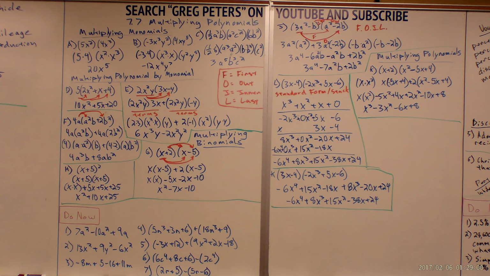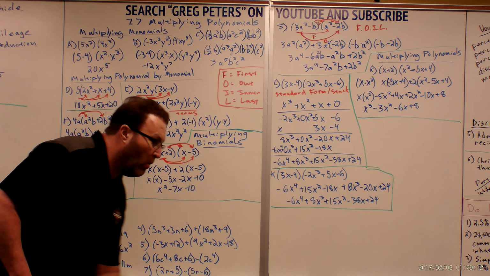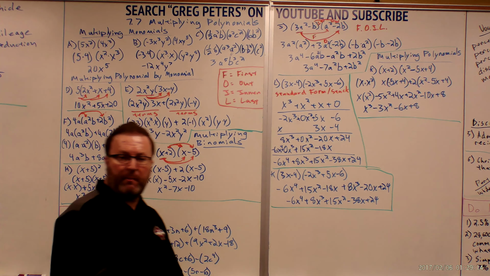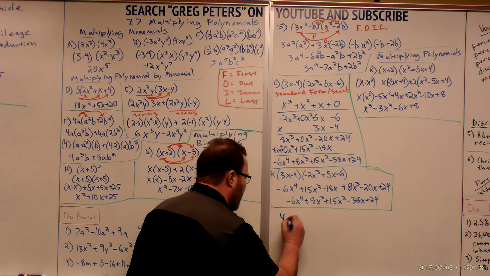Okay, so we're gonna go through the do now. We're gonna put these in standard form. Someone tell me what standard form is. Yes. Highest variable to lowest variable. Exponent. Okay, I'll take that. We're descending. Okay. So if we're putting something in standard form and we're looking at a number like this.